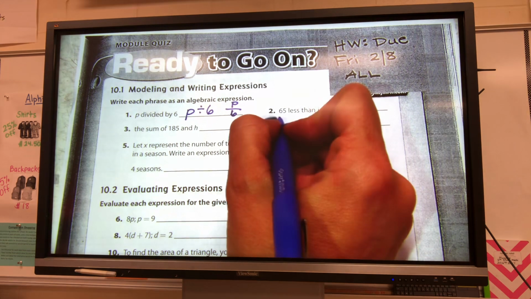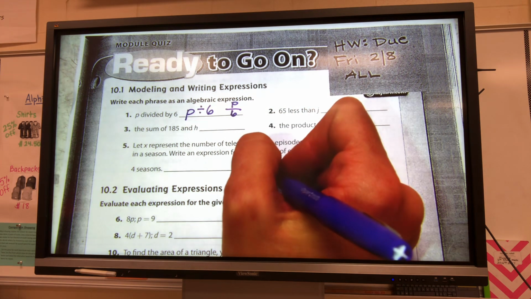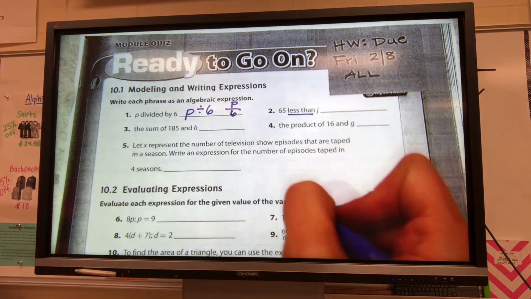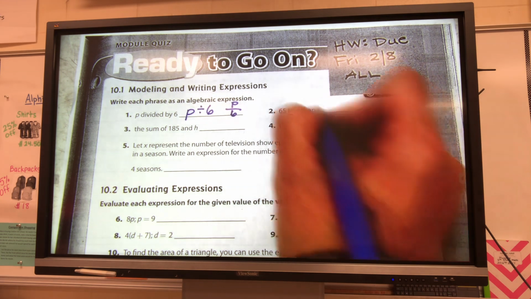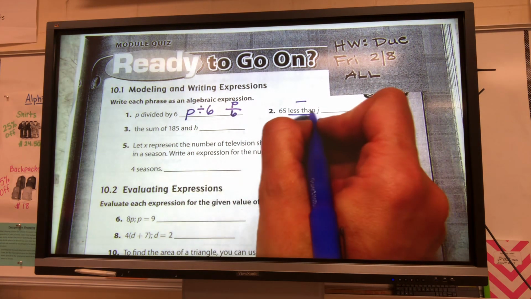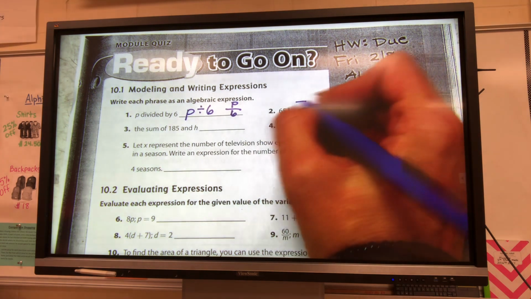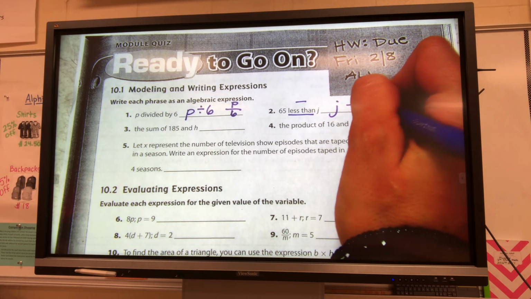For number 2, we have 65 less than J. Less than means that we have to switch the order. Because remember, whenever we're talking about subtraction, we have to switch the order of my variable here and my number. So instead of saying 65 minus J, we're going to say J minus 65.